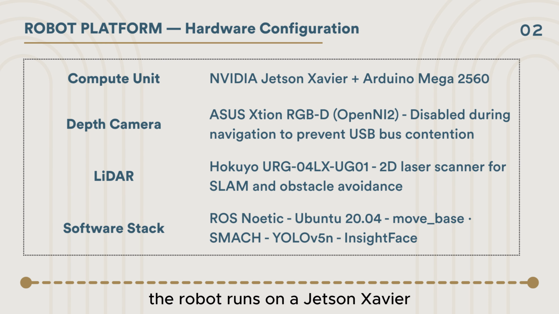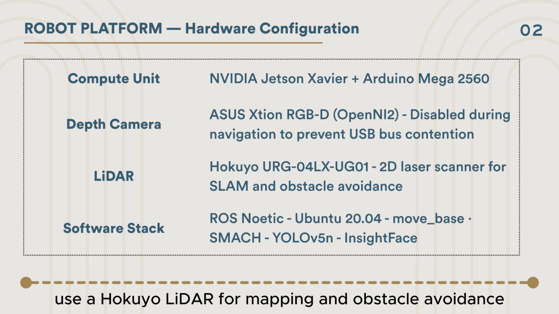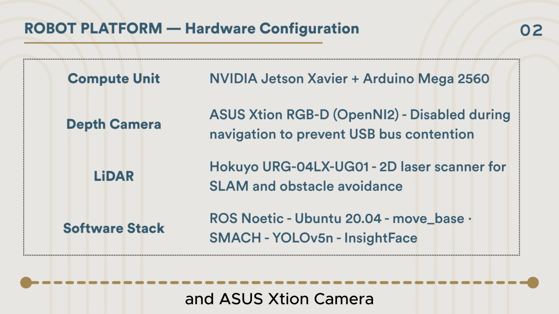The robot runs on a Jetson Xavier compute unit paired with an Arduino Mega for sensing. It uses a Hokuyo LiDAR for mapping and obstacle avoidance, and an ASUS Xtion depth camera for person detection. The software runs on ROS Noetic.